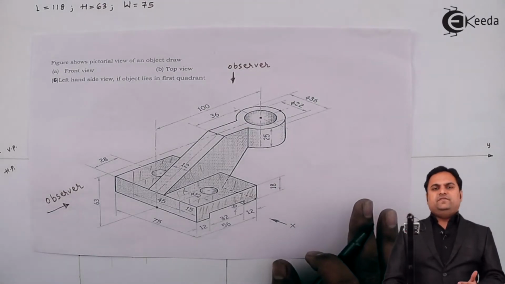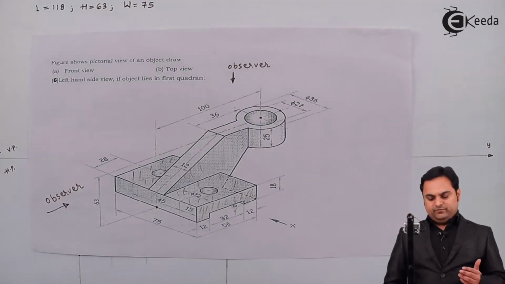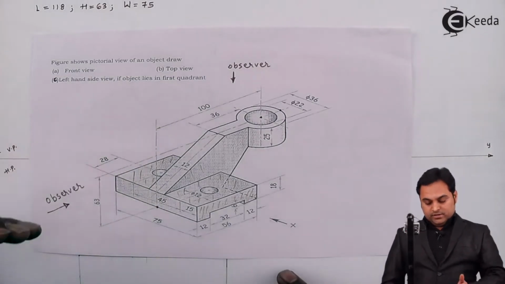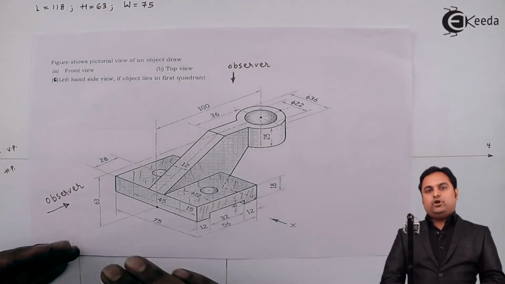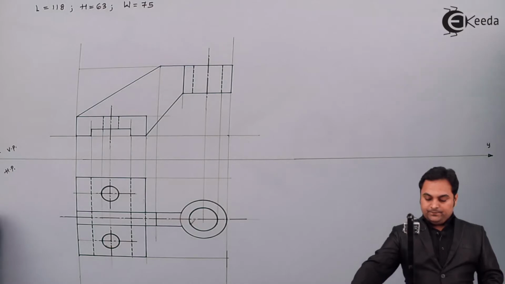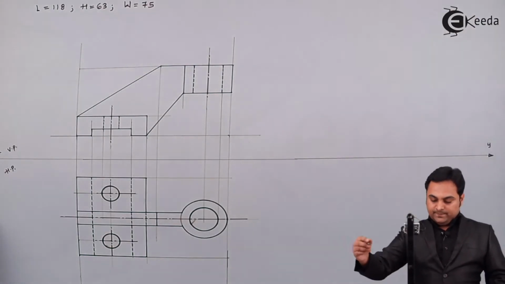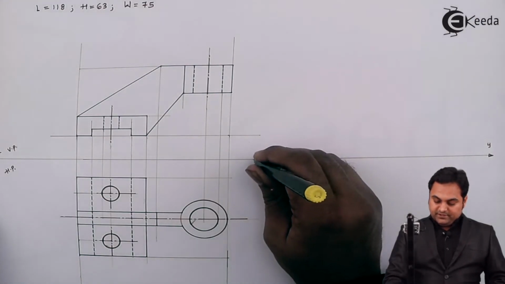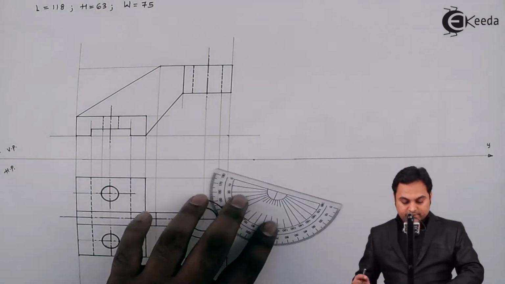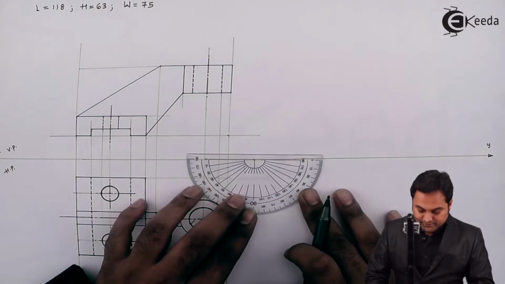And here, as we have to draw it by using the first angle method of projection, because the object lies in the first quadrant, then we have to look from left and draw it on the right hand side. So here the side view will be on this right hand side. I am selecting a point here. For the side view, I require a line inclined at 45 degrees.